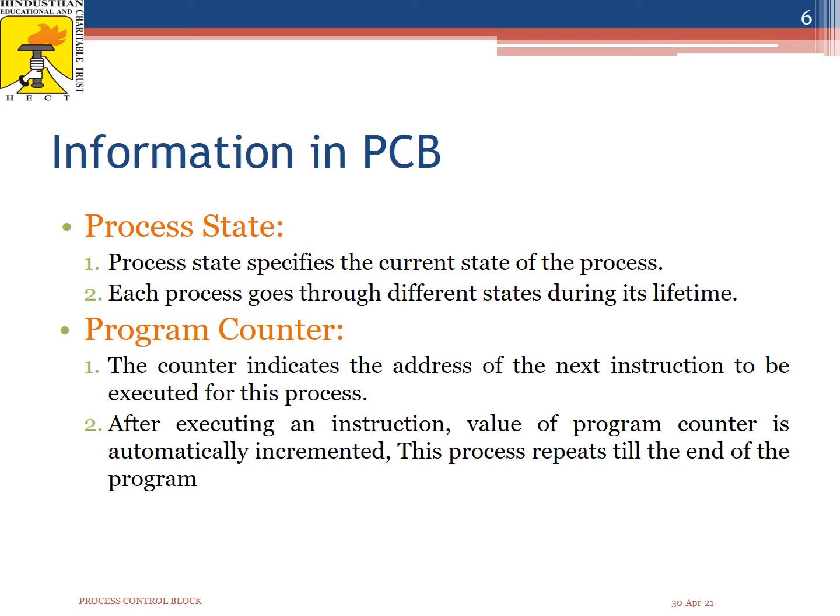The first field is process state. The PCB of each process maintains the current state of the process. When a process is running, it comes across different states in its life cycle that are to be updated in PCB for further execution. The next field is program counter. The program counter value maintains the address of the next instruction to be executed for the process. The program counter value is incremented automatically after executing the current instruction. This process will be repeated until the program execution is over.